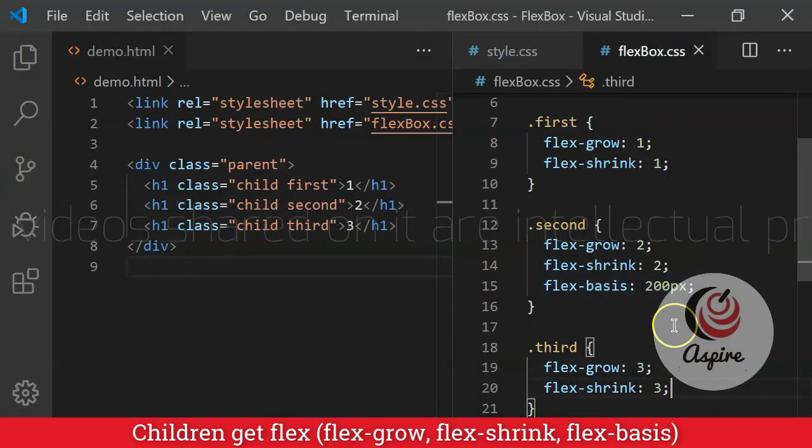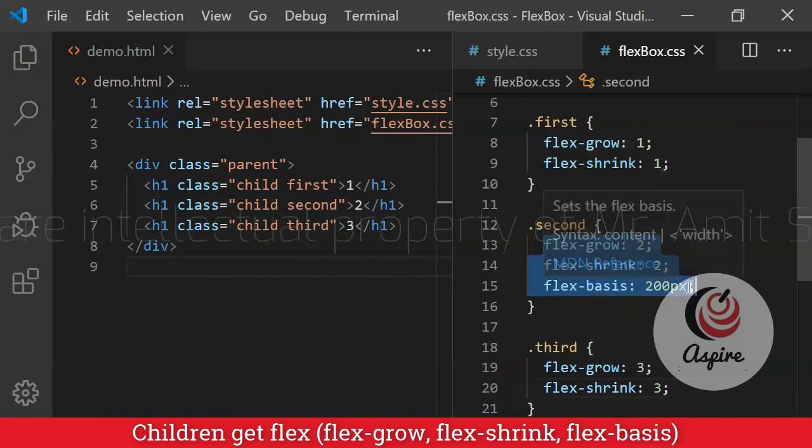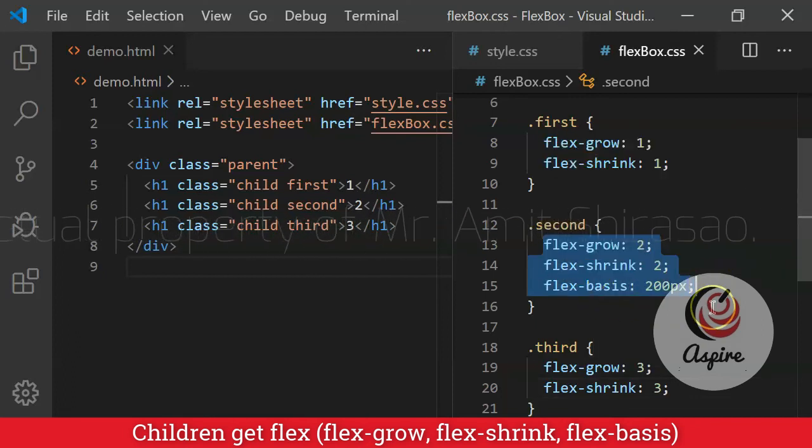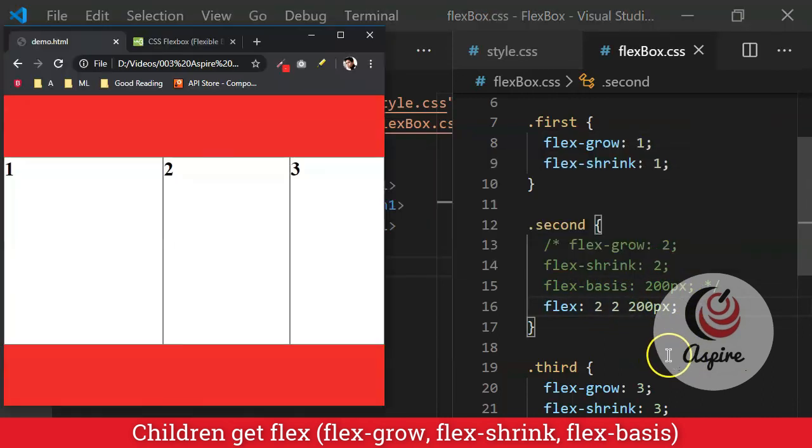Now you might think that it is very cumbersome to call all these three things: flex grow, flex shrink, and flex basis. So there's an easier way to do that. Instead of writing all these things, what you can write is flex equal to 2, which is the growth rate, 2, which is the shrink rate, and 200, which is the flex basis. So let us see that in action.